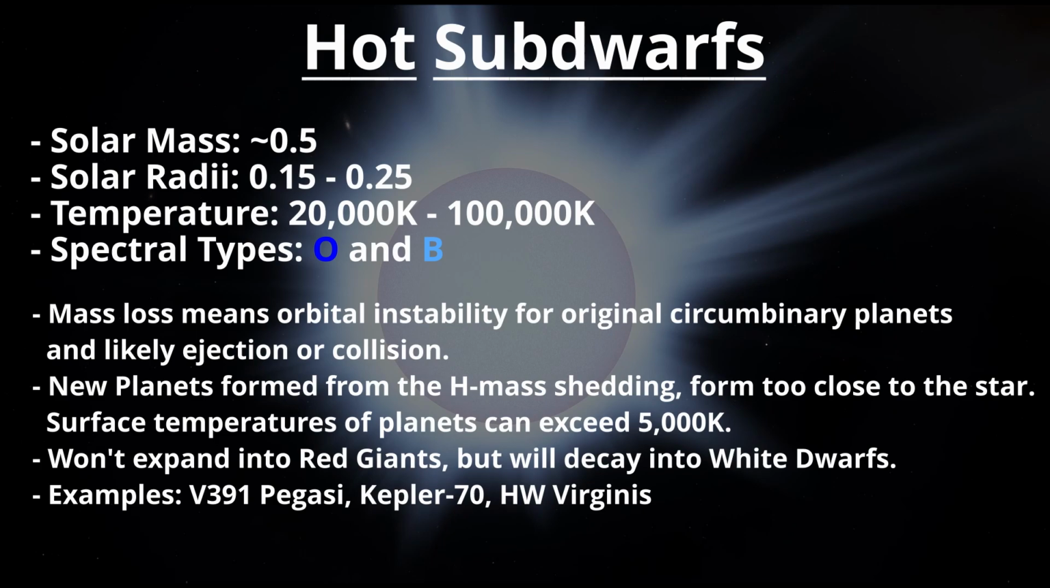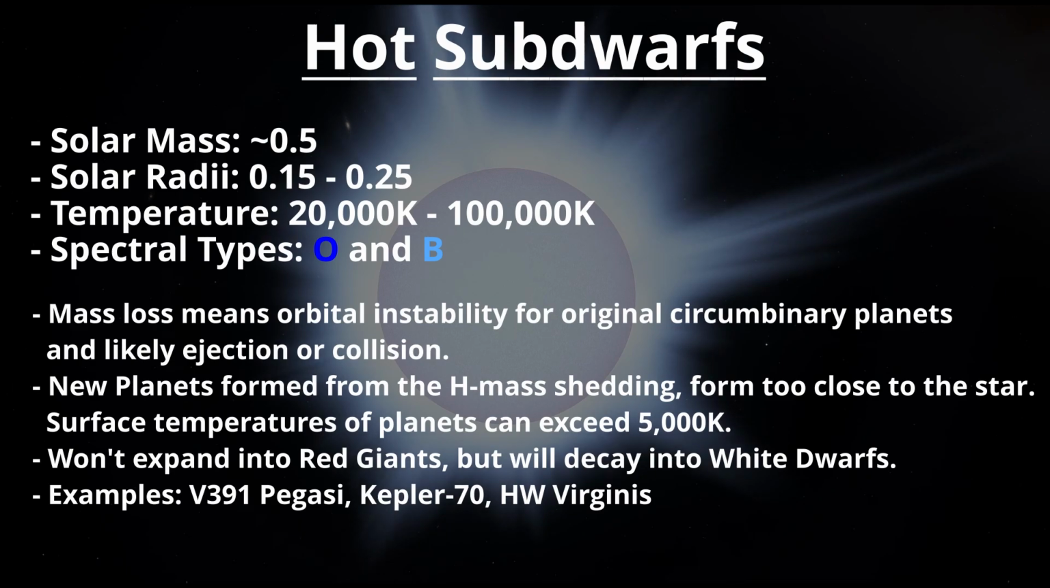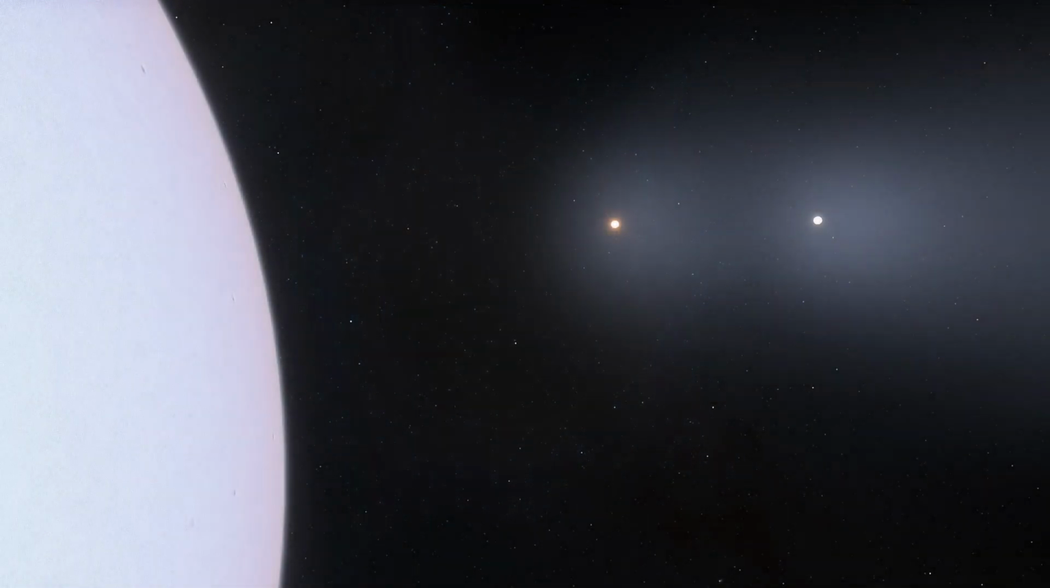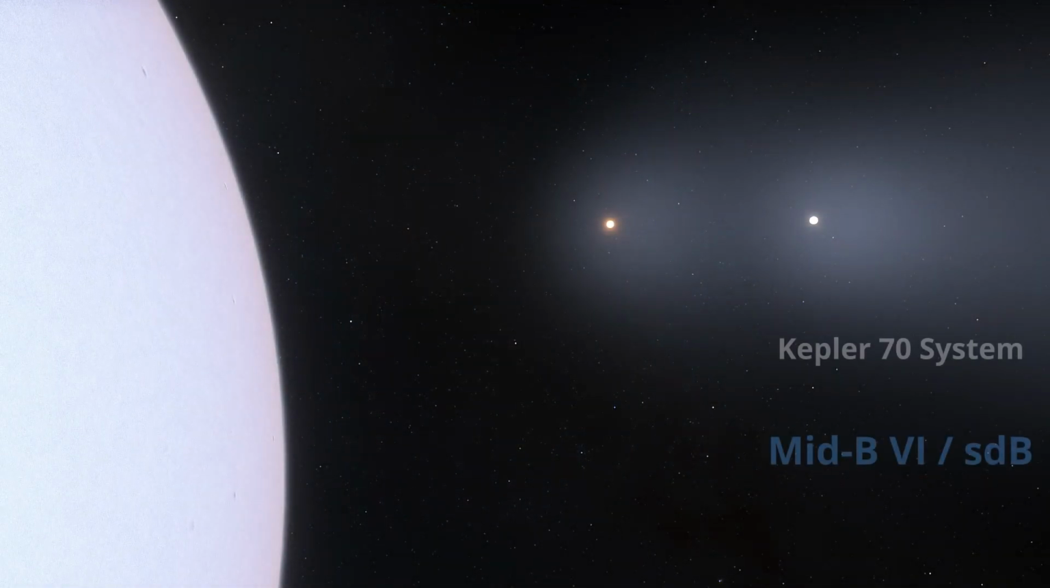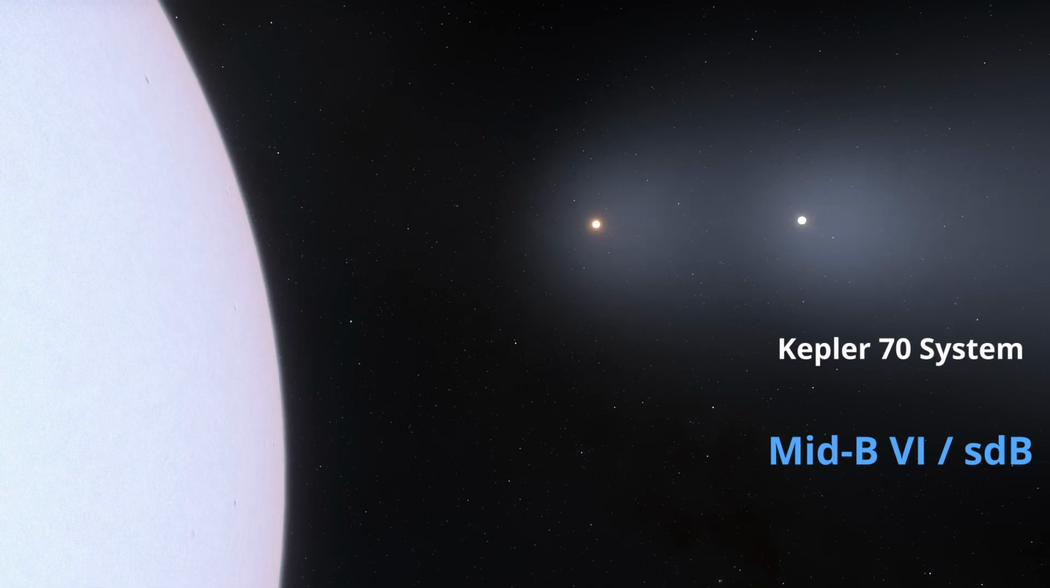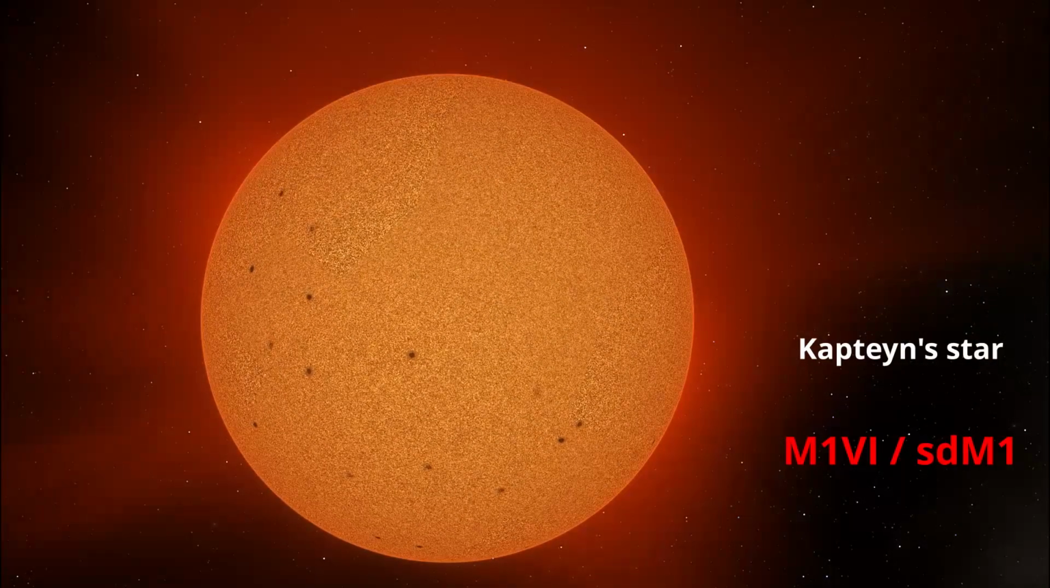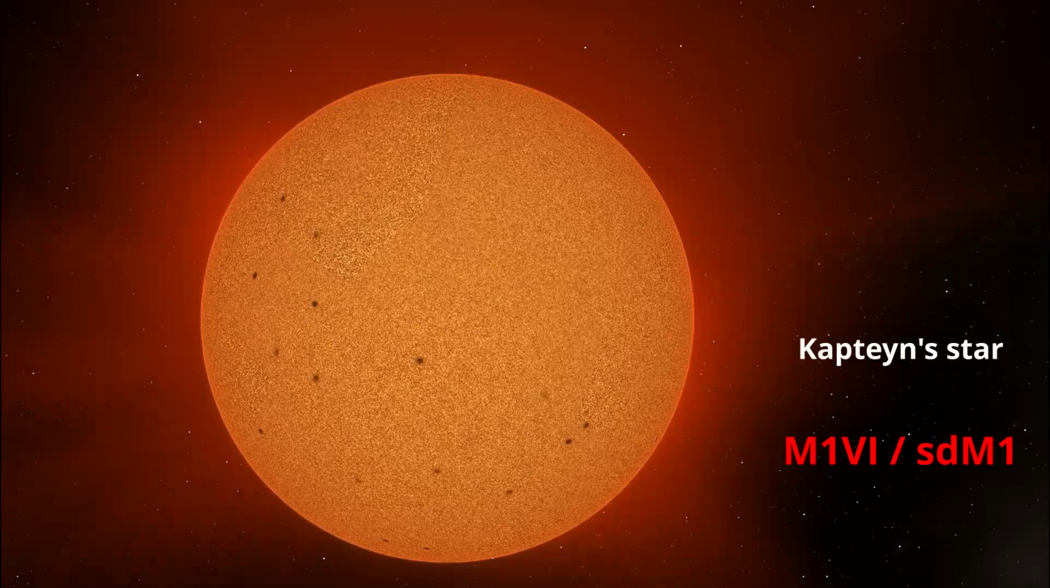The problem for them is that as they lost most of their mass, the systems they originally had would become significantly unstable, either ejected completely from the system or collided with the subdwarf itself. New planets, such as the ones possibly orbiting Kepler-70, would form from the remnants of the mass shedding. They would be far too close to their stars, with temperatures exceeding 5,000 Kelvin, evidently scorched and without question will be uninhabitable. Cool subdwarfs are not related to hot subdwarfs other than their size.